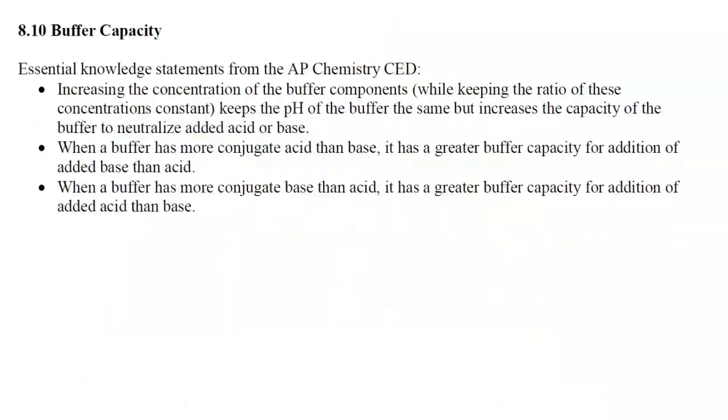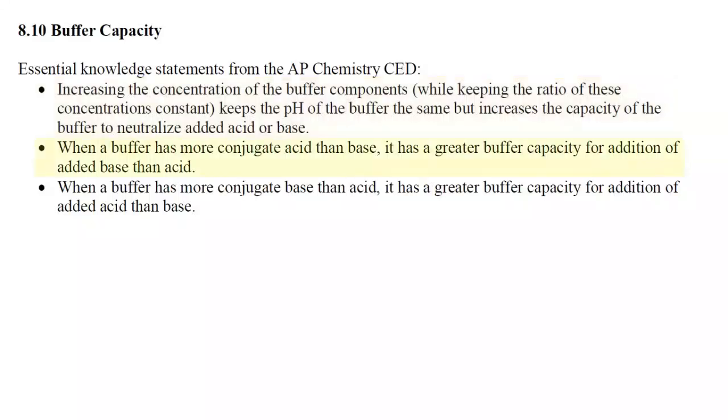Now it's time to move on to our next topic. This is the last topic in Unit 8, the last topic in this packet, and this is topic 8.10, buffer capacity. Here are some essential knowledge statements from the AP Chemistry course and exam description. Increasing the concentration of the buffer components while keeping the ratio of these concentrations constant keeps the pH of the buffer the same, but increases the capacity of the buffer to neutralize added acid or base.